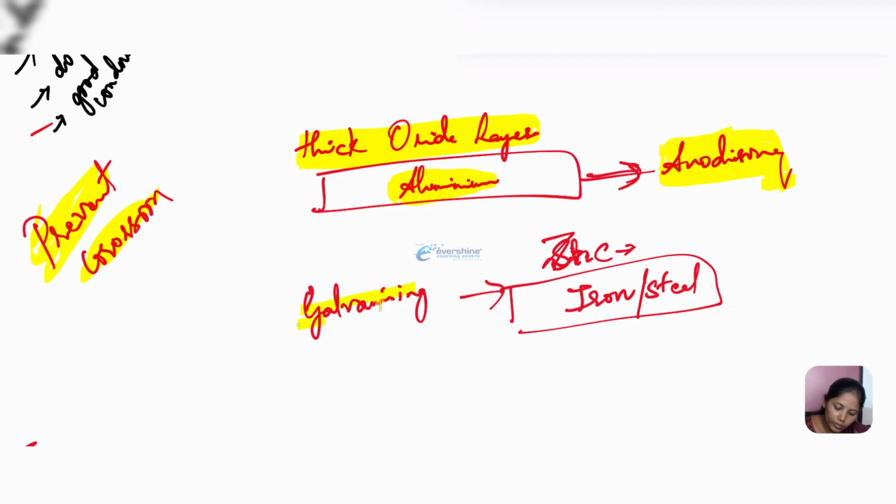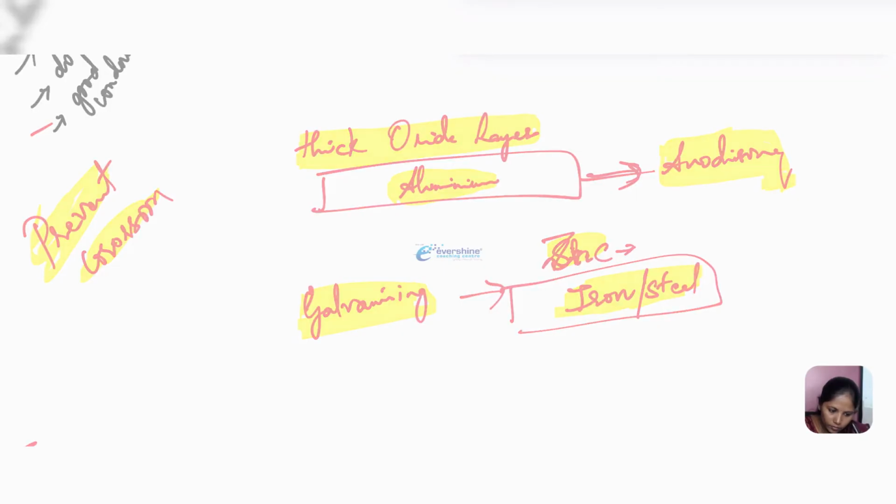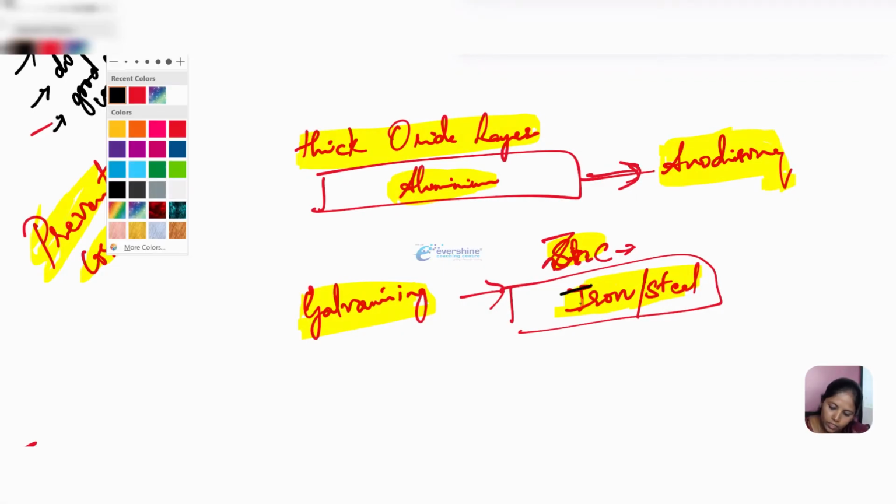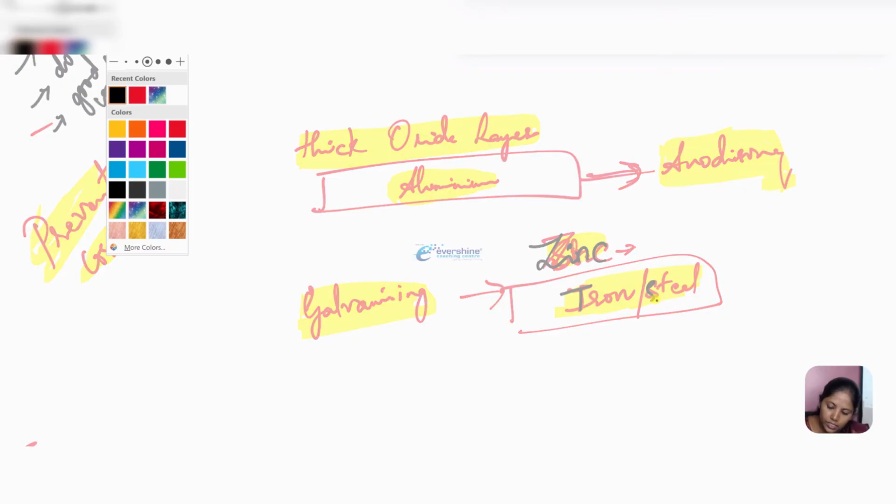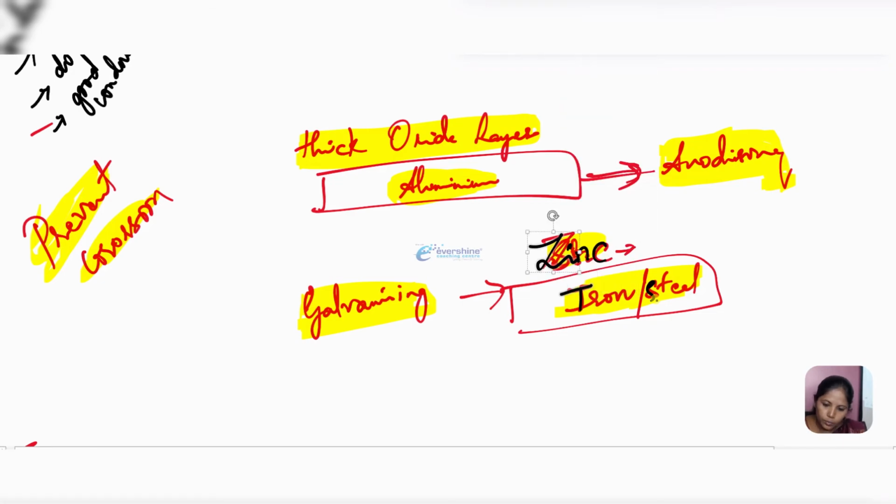Another method of preventing corrosion is galvanizing. What do you mean by galvanizing? Iron or steel metal will be coated with zinc metal, because zinc will not corrode. Iron will get corroded, and steel also gets corroded, but zinc will not corrode. So when we coat zinc on iron and steel, that process is called galvanizing. Galvanizing is done in order to prevent corrosion.